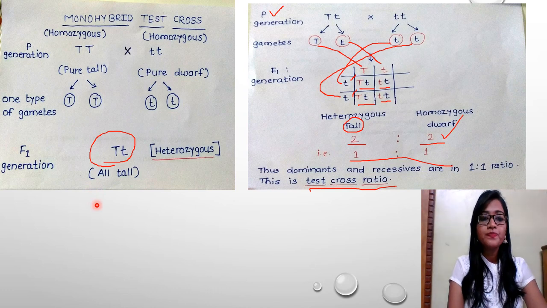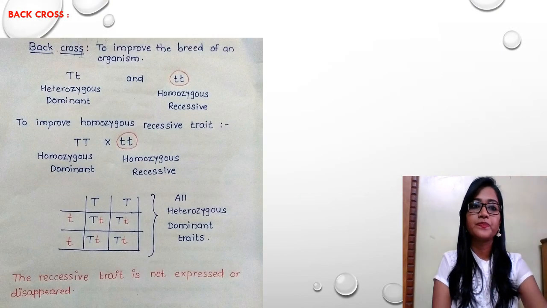So we will get 50% pure tall and 50% hybrid tall. Therefore, backcross with the dominant parent cannot be used to test the genotype. We will get all the pure tall plants, but we cannot get the genotype. We cannot test the genotype of this F1 plant or the hybrid plant. So test cross is a backcross where we cross back, but backcross is not a test cross. So let's move to the next.